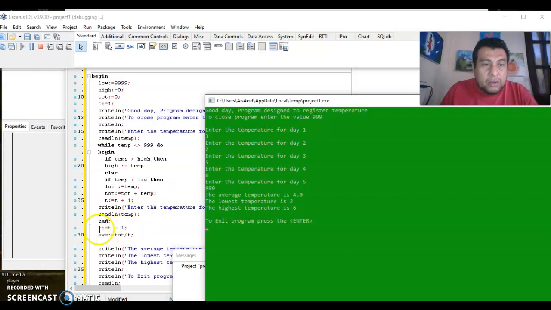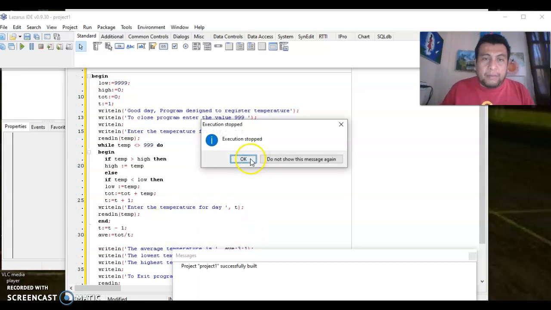Now, why did I use this t colon equals t minus 1? Because if I don't remove one of the counters after the end semicolon, after this is finished, this fifth day will be counted as the loop. Remember, divide by t, and t knows that it stops at 5. So it would have divided 5 into 16, and the answer would be something else. So therefore, I just take away that one extra one. Nonetheless, the temperature here, 999, is not part of the 6, 5, 2, 1, 3. So I will exit the program.